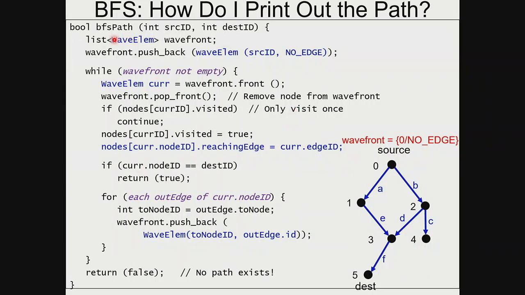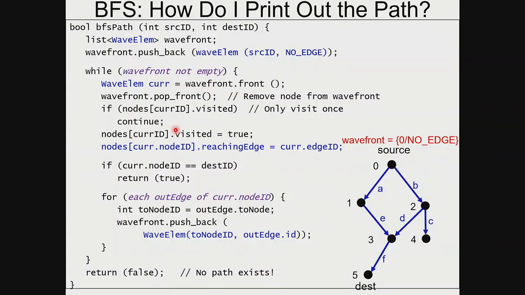So instead of making a list of intersection IDs only, we are now making a list of wave elements. Remember, a wave element is a data structure that represents the candidate nodes that I'm going to visit next. When we push back a new wave element with source ID and no edge, it means that there is no edge used to reach the source ID because it's the first node in my search algorithm. Then we follow the same algorithm. It's the same kind of loop, but notice here that whenever we use an intersection index, we're just using a wave element.